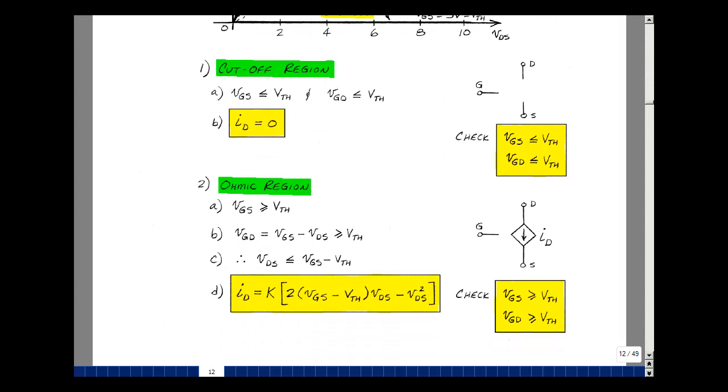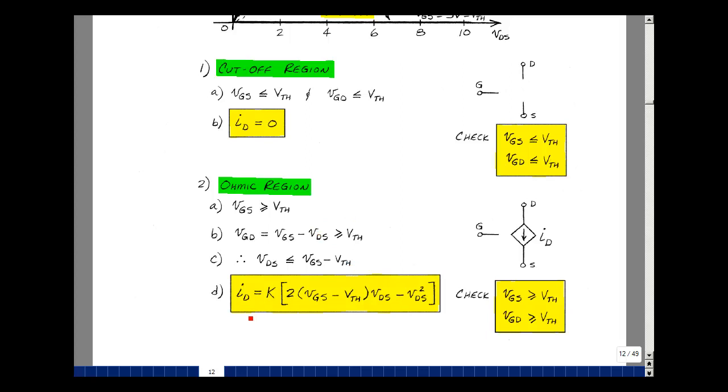Let's next take a look at the ohmic region. And we showed last time that to be in ohmic, the gate source voltage was greater than threshold, and the gate to drain was greater than threshold. On the schematic up on top, just like with the JFET, the gate to drain voltage is the gate source minus the drain source. Well, the gate to drain is not on the VI characteristics, and so let's use this inequality and solve for, again, the drain source voltage like we did for the JFET. Putting this over here, we have the drain source voltage would be less than or equal to the gate source minus the threshold voltage.